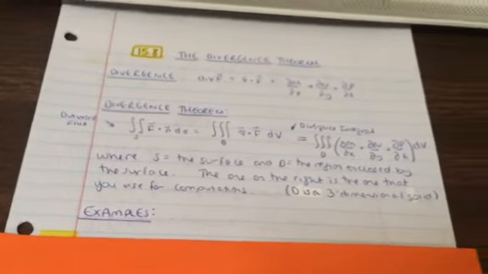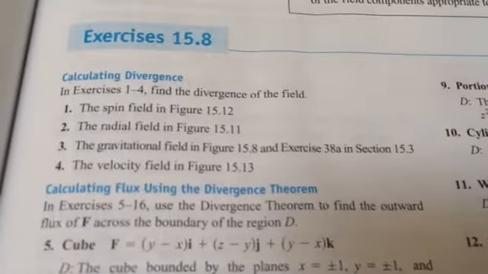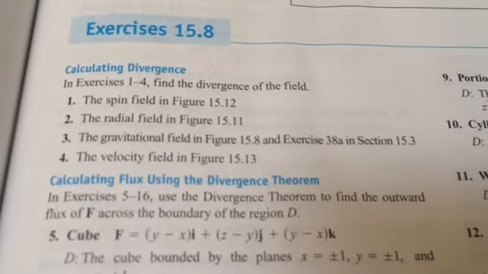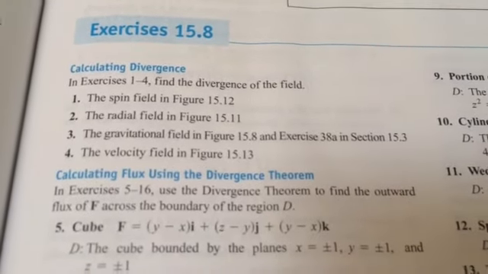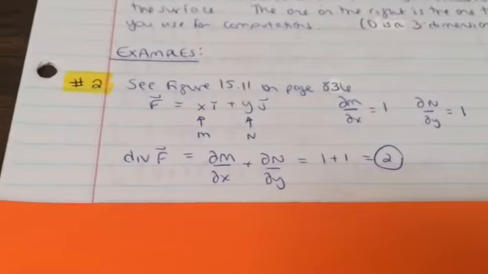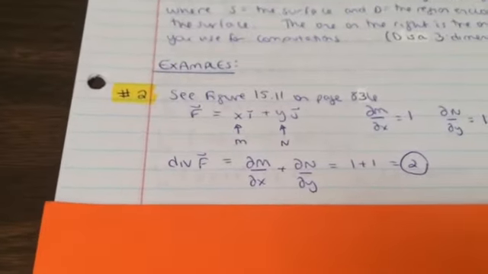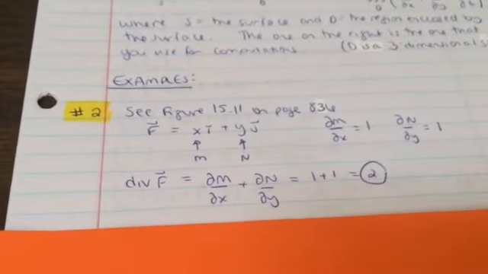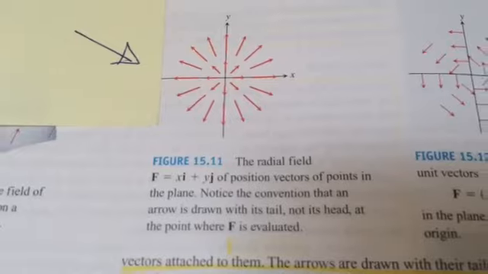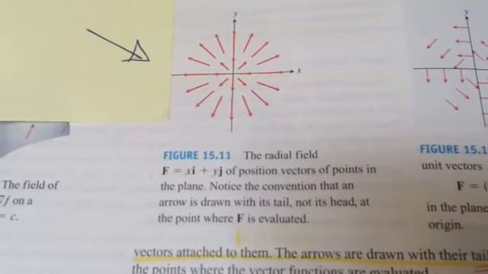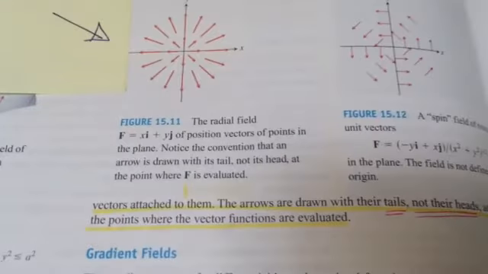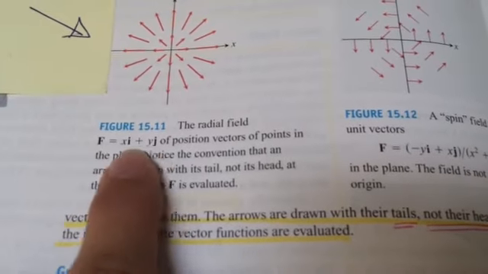Okay, let's turn the pages. So page 909, the first group of problems 1 through 4, it says find the divergence of the field. So these are vector fields, and we're trying to find the divergence of it. So for number 2, it's referring us to figure 15.11. That's on page 836. So if you flip back over to page 836, here it is. That's figure 15.11. So it's not actually the picture that you're looking at. It's this vector field.